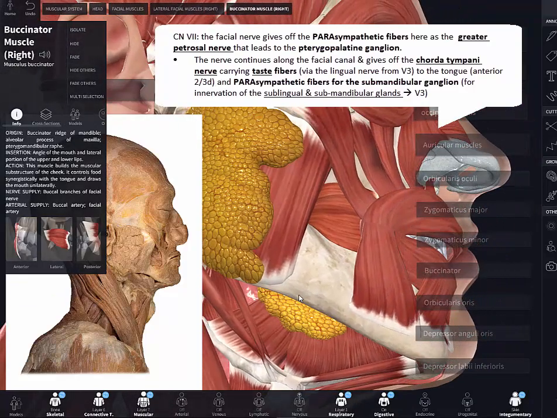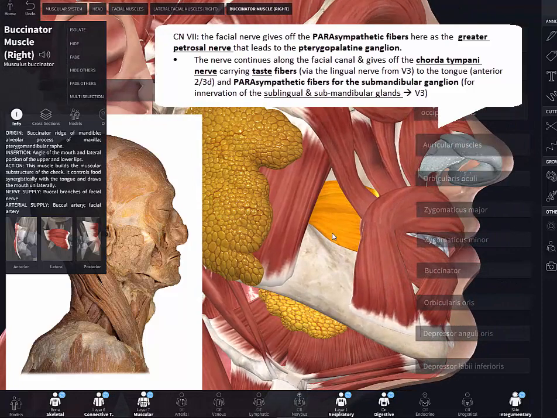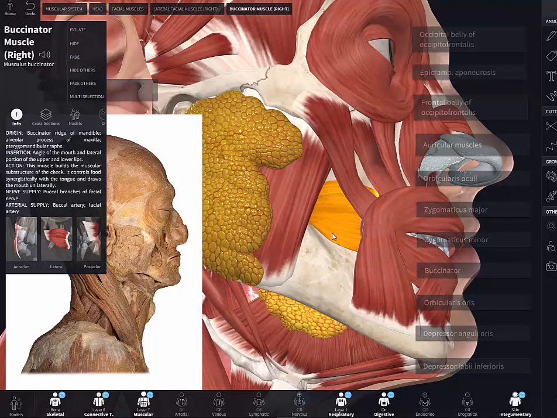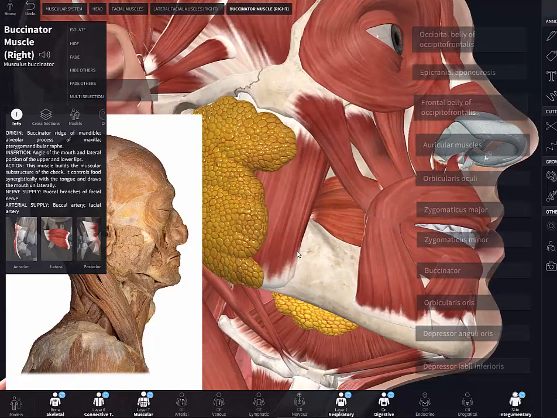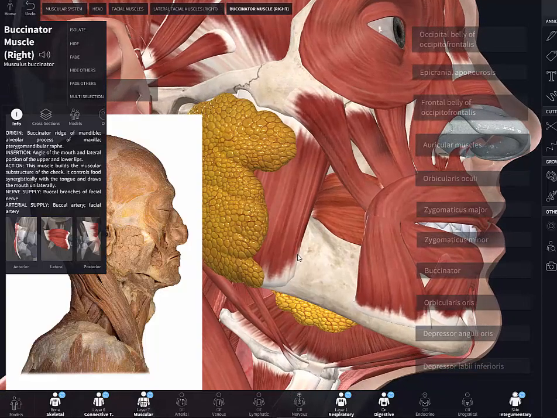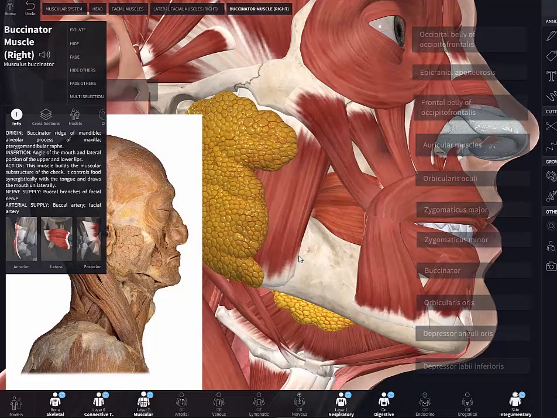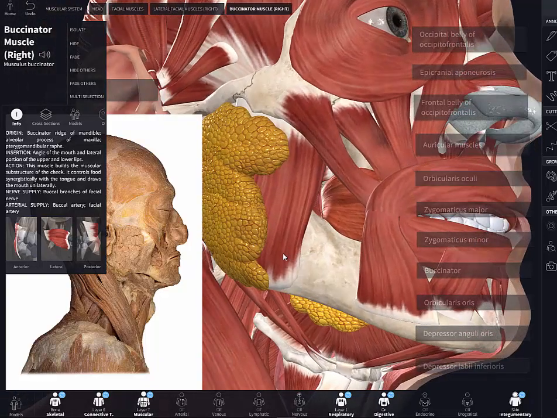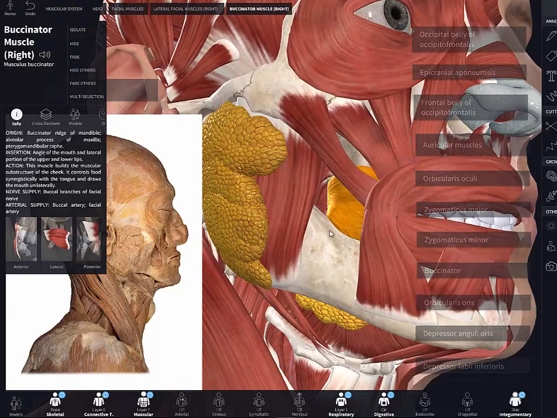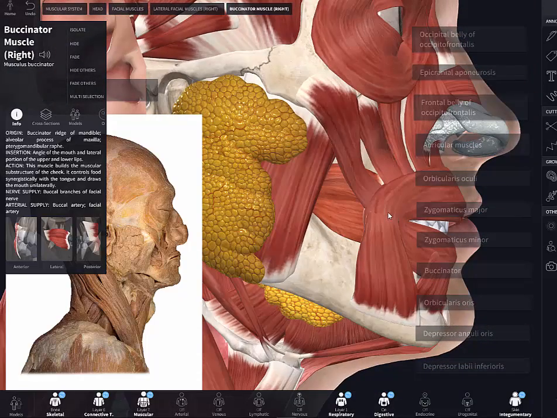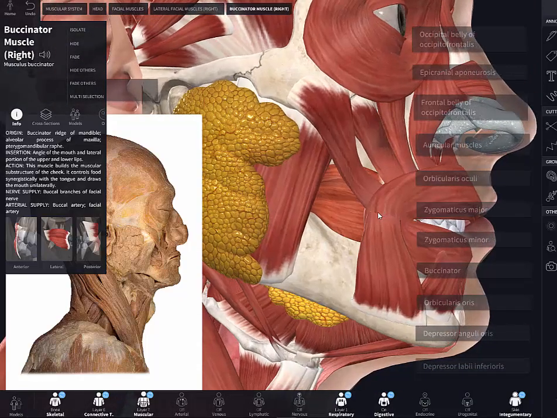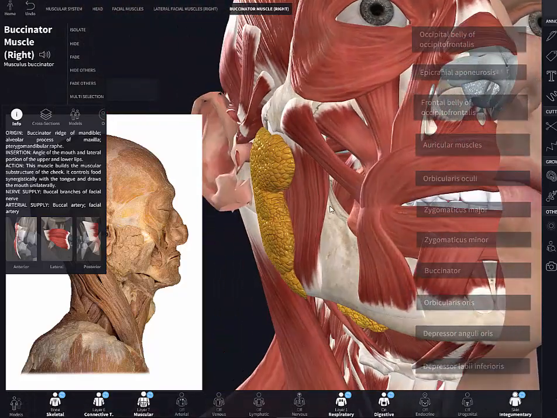Here's something interesting about the buccinator muscle. The buccinator actually originates from a region called the pterygomandibular raphe, which is basically a fibrous line where two muscles meet edge to edge. In addition, it also originates from the alveolar process of the maxilla and mandible. The buccinator inserts into the lips, where it intermingles with the Orbicularis oris muscle.